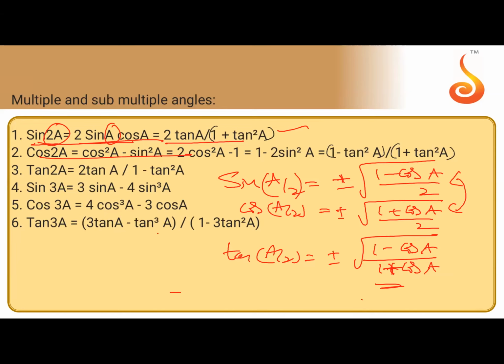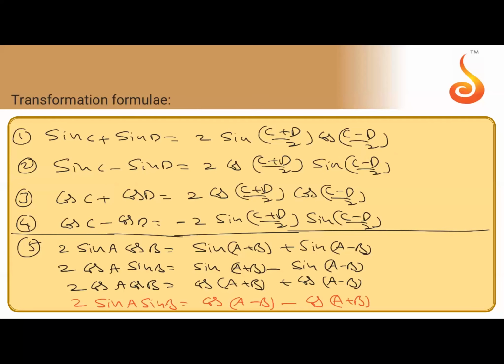Okay, done. Now these are transformation formulas. Sin c plus sin d is 2 sin c plus d by 2 cos c minus d by 2. Sin c minus sin d is 2 cos c plus d by 2 sin c minus d by 2. Cos c plus cos d is 2 cos c plus d by 2 cos c minus d by 2. I write it slowly because these formulas are very, very important. Sin C plus sin D, sin C minus sin D, cos C plus cos D, and cos C minus cos D.